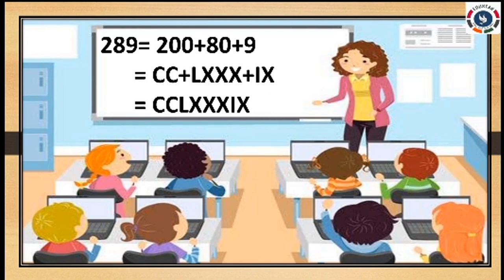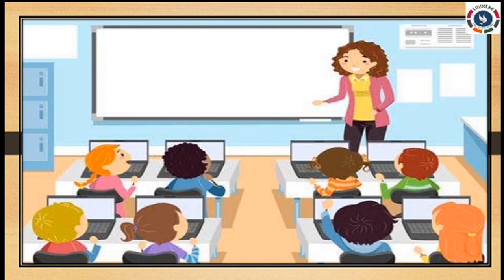289 is equal to 200 plus 80 plus 9. So for 100 the Roman numeral is C, and we are having 200, so you want to write CC. Plus, what is the Roman numeral for 80? LXXX. Plus, what is the Roman numeral for 9? IX. Just replace the plus sign, then you write finally CCLXXXIX. Yeah. One more thing.